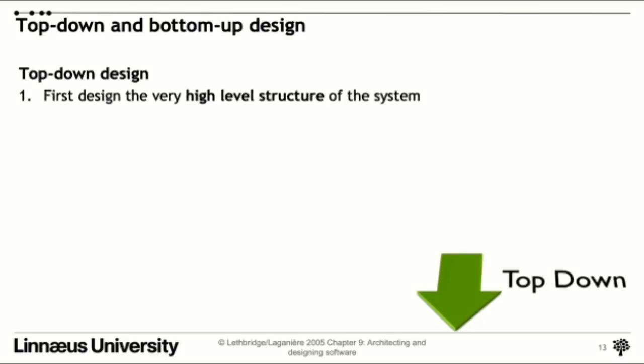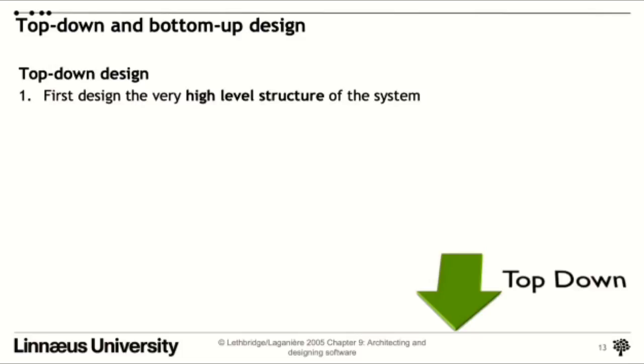So there are two different ways to run this process. One is top down, and the other one is bottom up. Okay, let's start with top-down design. First, start designing the very high-level structure of the system, which we will call software architecture, and we will discuss this extensively in the next lecture, because this is very important.